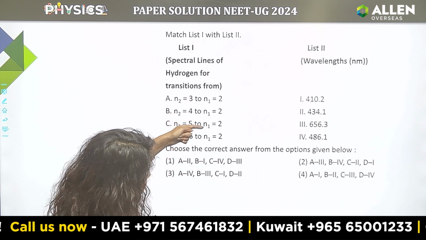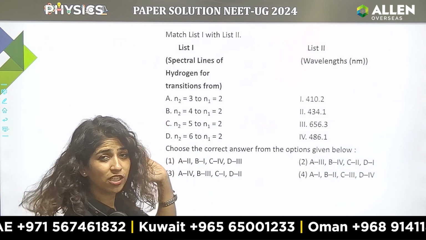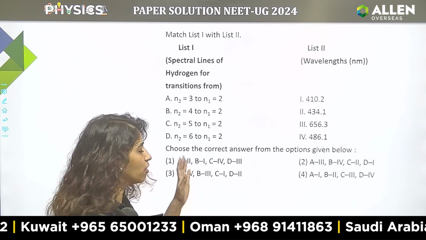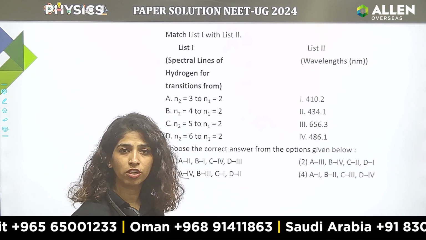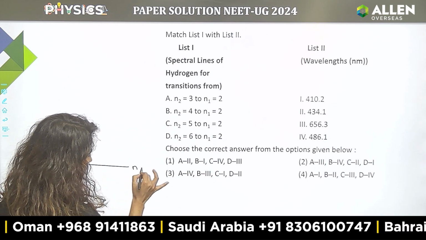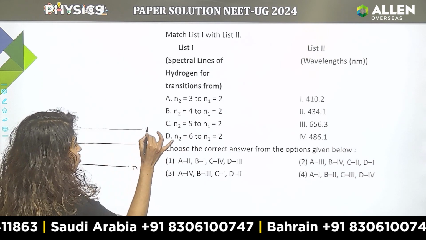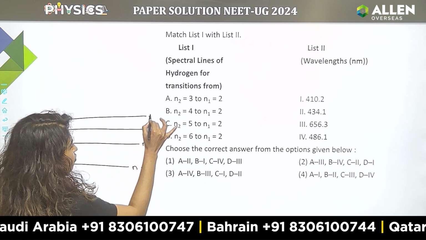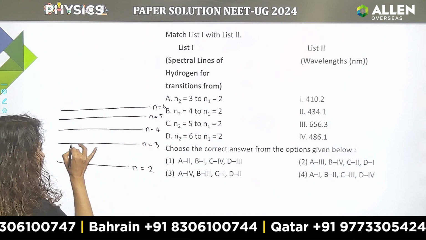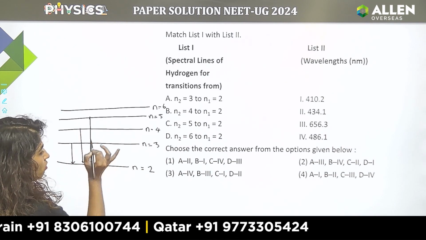Let's look at the bottom level. All of them, all jumping takes place from a higher energy orbit to second orbit. So that means the wavelengths emitted correspond to Balmer series. Now, once I draw the levels, n is equal to 2, n is equal to 3, n is equal to 4, n is equal to 5, and n is equal to 6. What do you see? What happens? Electron jumping from 3 to 2, then 4 to 2, then 5 to 2, and 6 to 2.